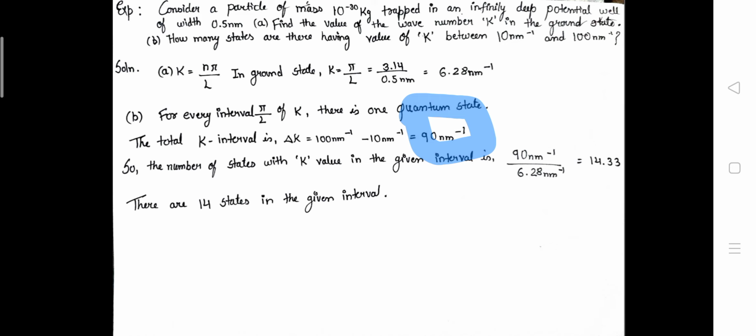Now we just have to take the ratio of this 90 nanometer inverse and 6.28 nanometer inverse, so we can get the number of states in the given interval. So the number of states with k value in the given interval will be 90 nanometer inverse upon 6.28 nanometer inverse. So we will get 14.33 states, which is approximately 14. So there will be 14 states in the given interval.